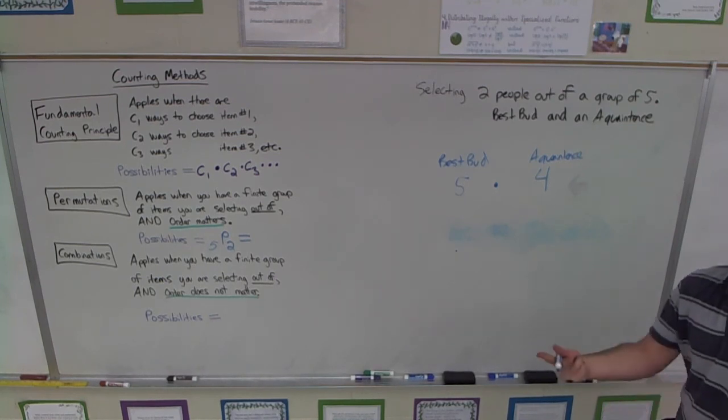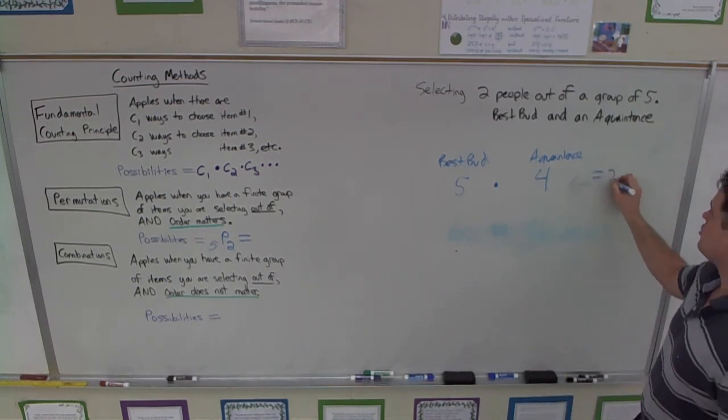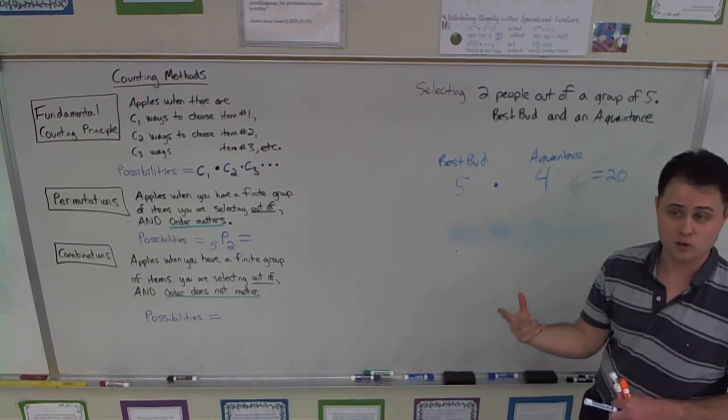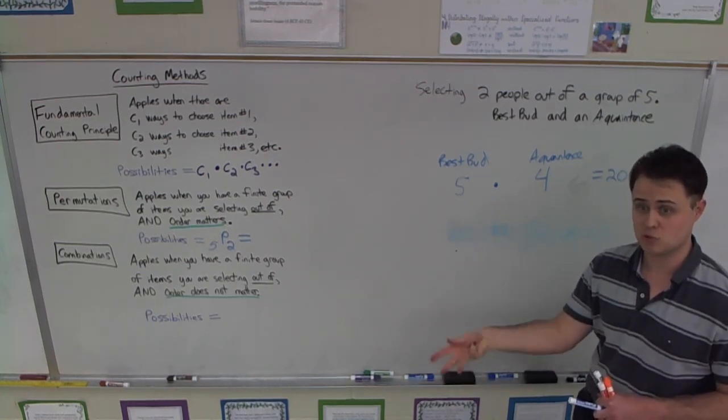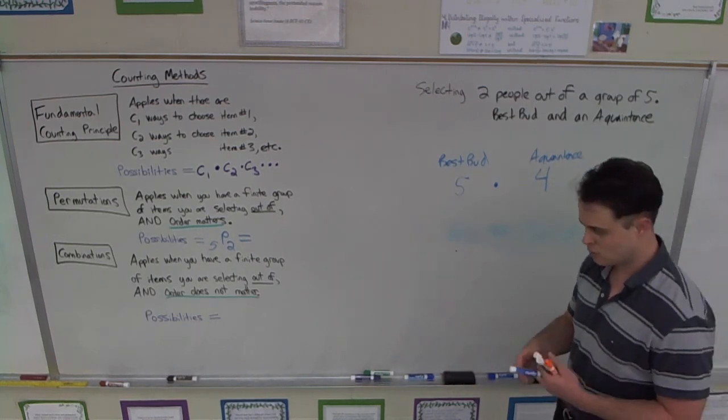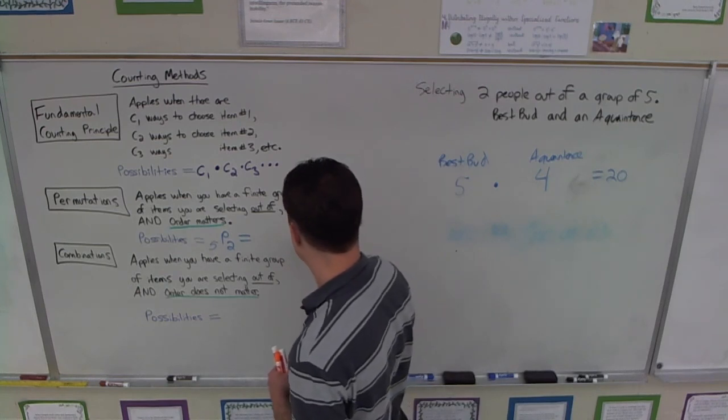I think we're done because we're only picking 2, right? So the answer here is 20. It's not all of 5 factorial, or 5 times 4 times 3 times 2 times 1. It's just 5 times 4. That's the answer. So that's 5 permute 2.